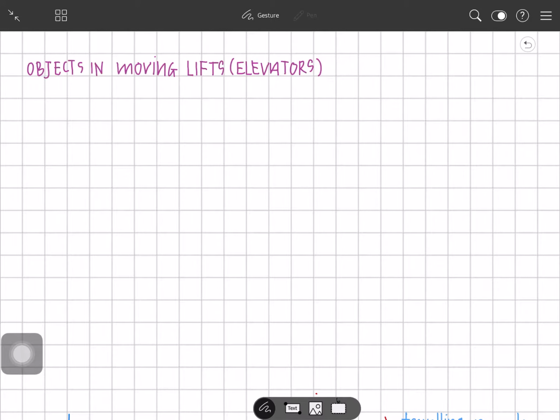This time we want to learn about connected particles for the object in a moving lift. First, let's have a simple diagram for our case study. As we can see, a person is in a lift. If we look at it as a whole system, we can resolve vertical forces.